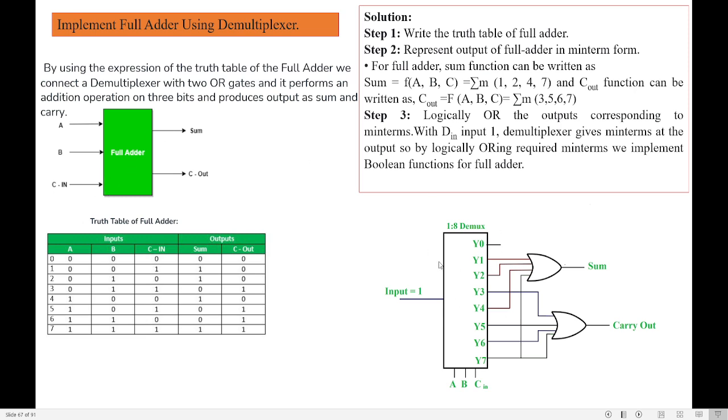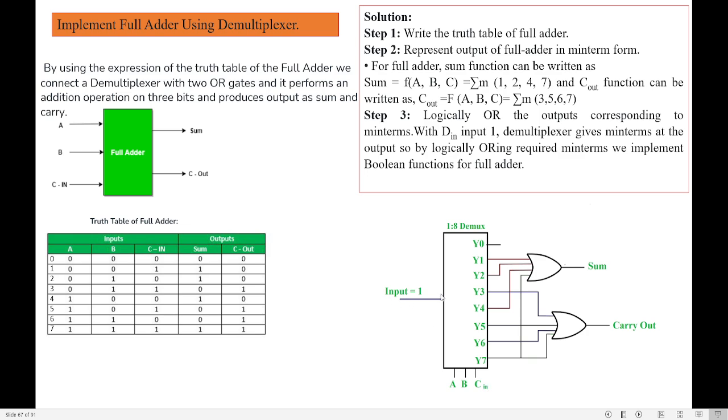Now you need to understand, I missed one point. You need to understand demultiplexer forwards one input to any one of the outputs depending upon the select lines. Now select lines, how many select lines? 1 by 8 demultiplexer will have 3 select lines. What are the select lines? Your A, B and C are your select lines.